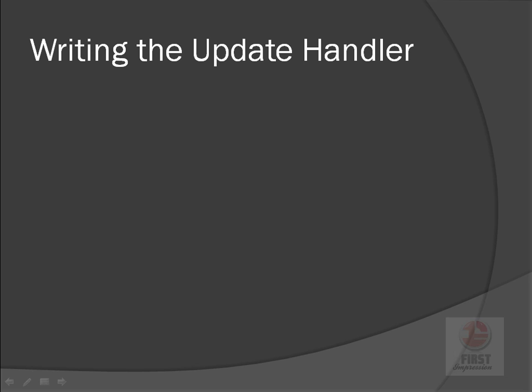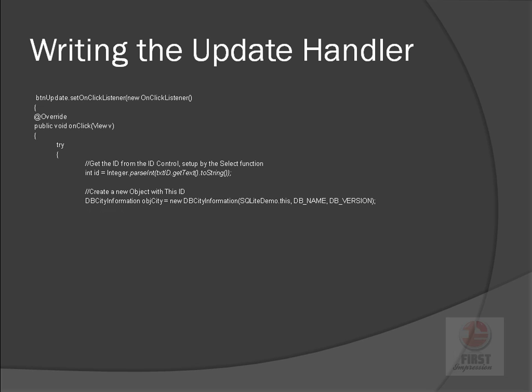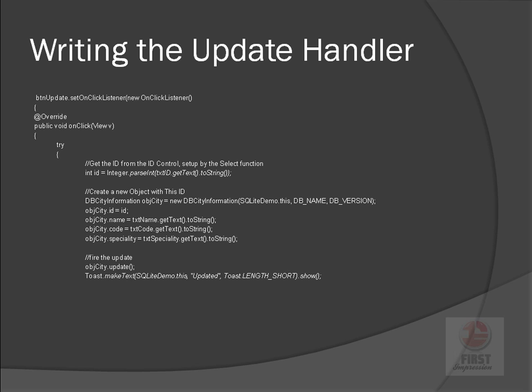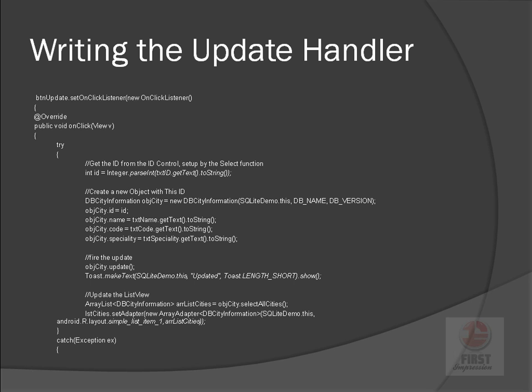Once you are done with writing the select handler, we'll write the update handler. So btn_update.setOnClickListener. On click, you'll get all the fields, ID, the name, the code, and the specialty, and you will say obj.update. Okay, this will update it. You will toast at the output that this has been updated, and you will update the list view as well.